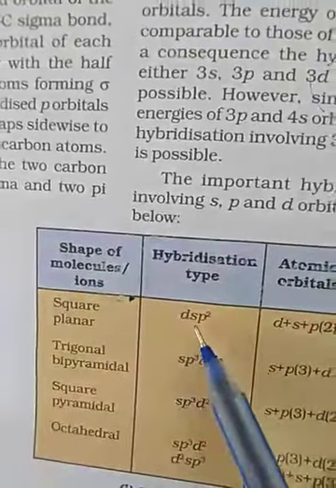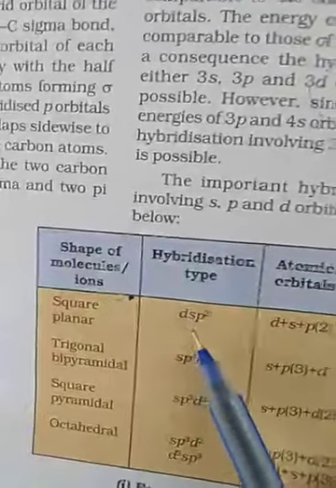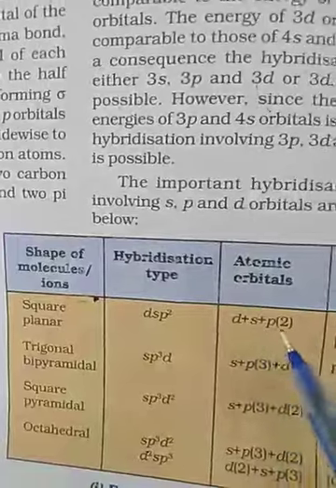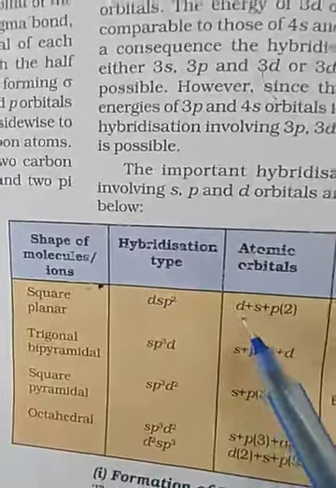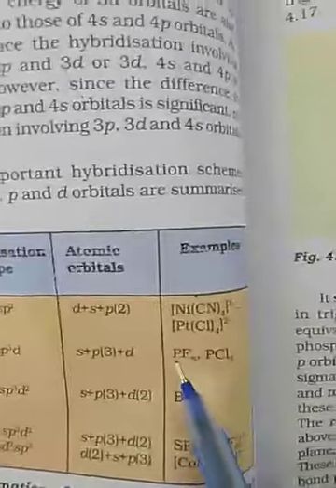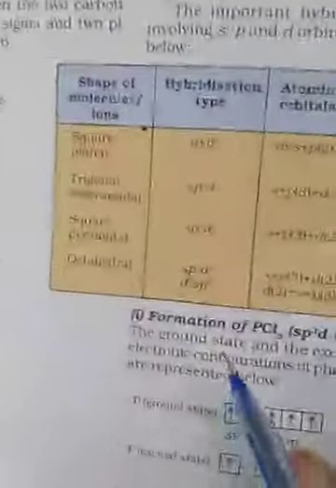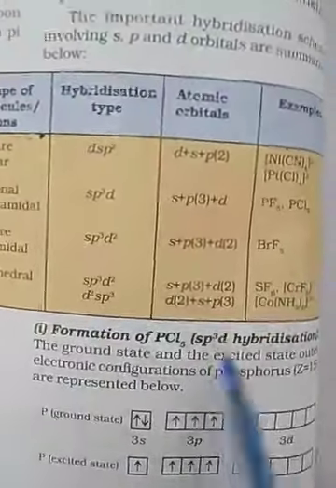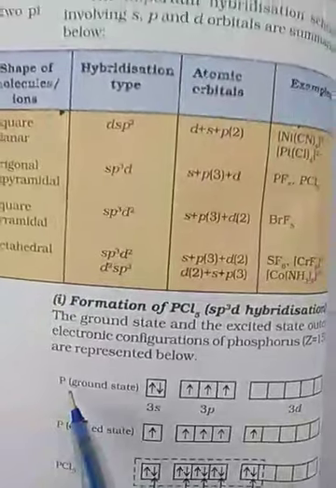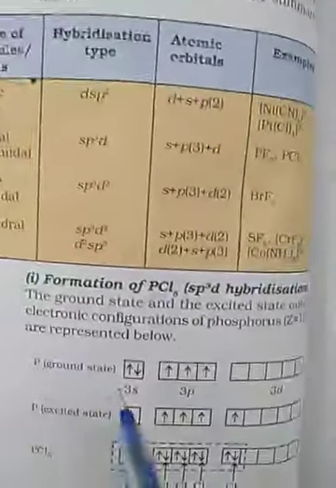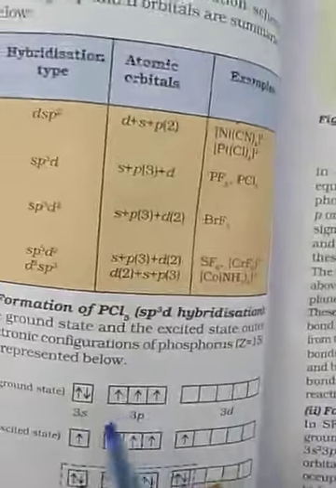So here I am showing you sp3d and dsp2 hybridization, involving d orbitals along with s and p. This is the list of examples. I am explaining one example of d orbitals, the formation of PCl5, with sp3d hybridization. How? See, phosphorus is 15, in the ground state.